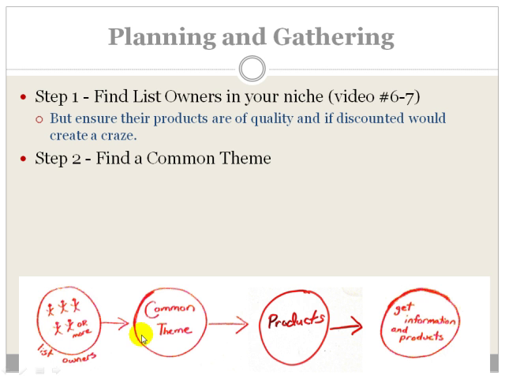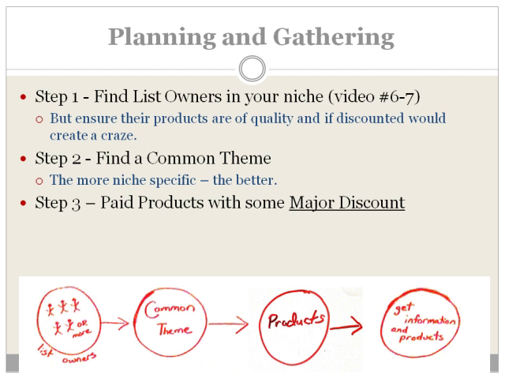Step number 2, you want to find a common theme. Sometimes it's difficult, but if you can do that, let's say for example, blogging, everyone has a product that's related to WordPress blogging, like themes, plugins, training, and so forth. If you can find everybody with something slightly different but in the same niche, then you'll actually get a higher conversion rate whenever you launch your discount event. So the more niche specific, the better.